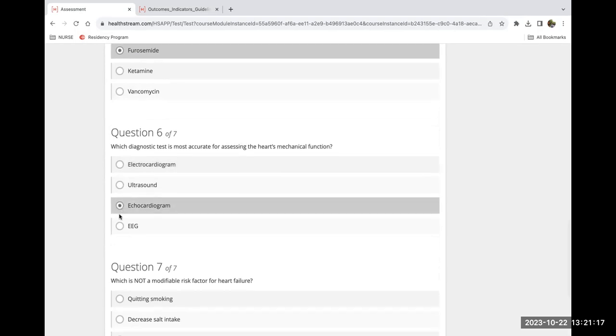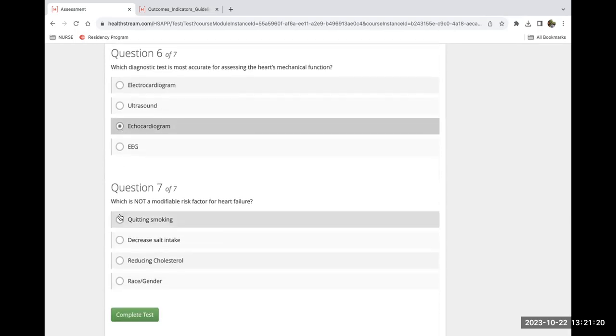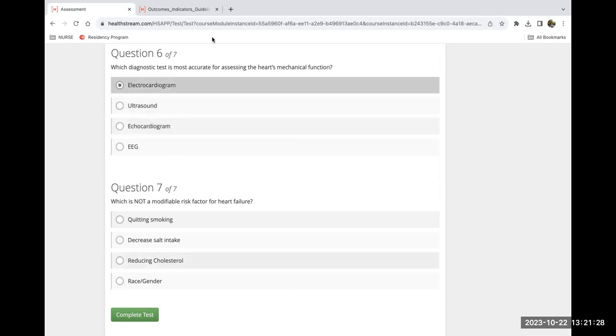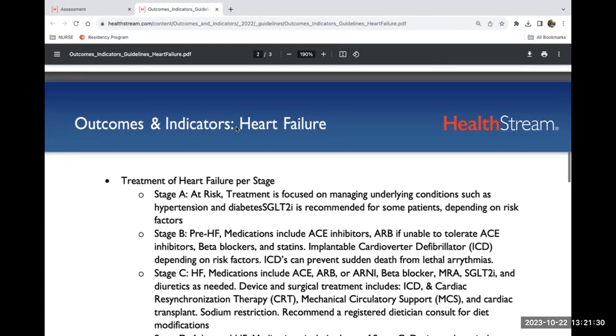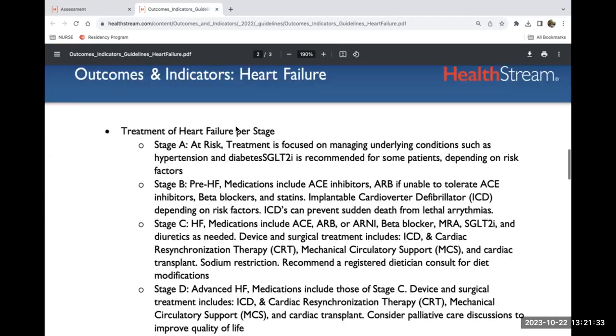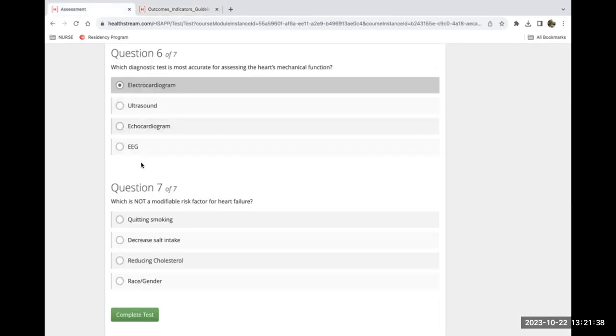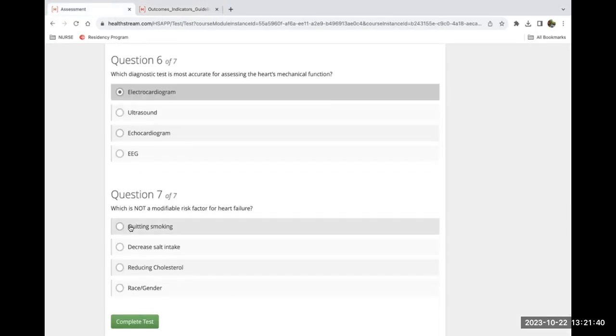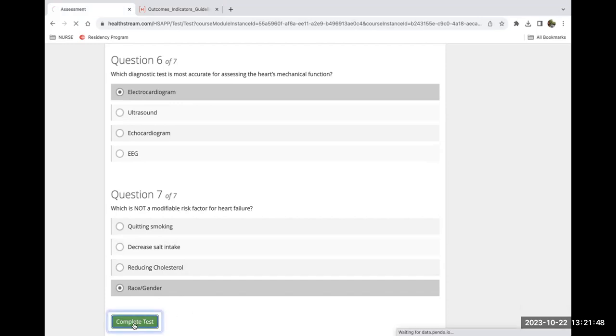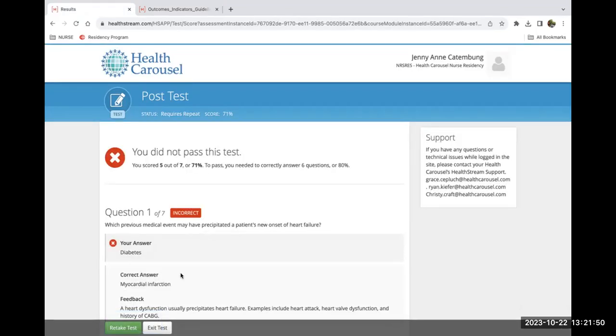Echocardiogram, electrocardiogram, echocardiogram, ECG, electrocardiogram. It's not modifiable, cannot be changed. Oh, 5 out of 7.